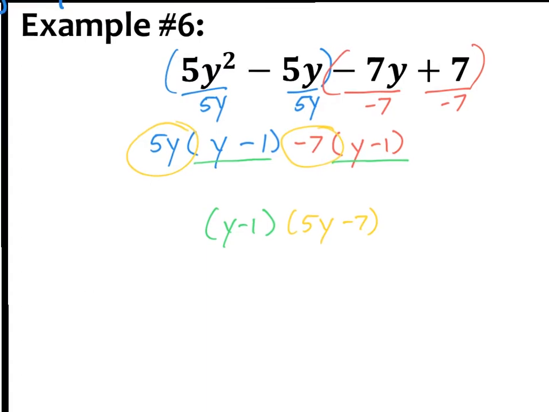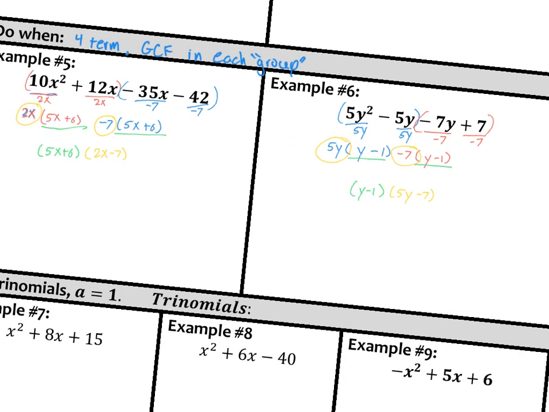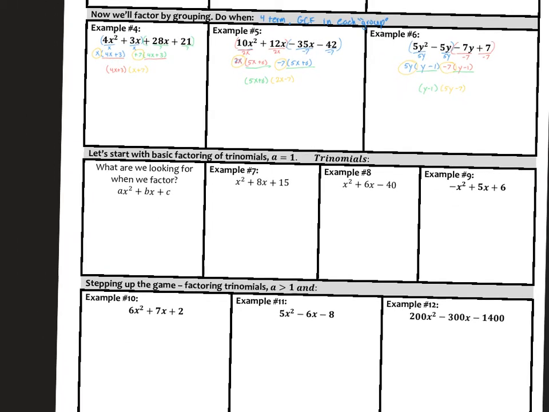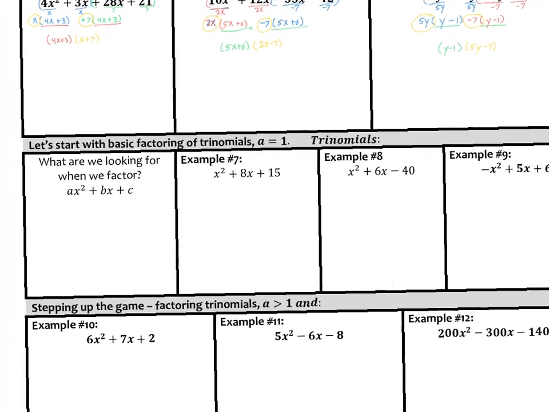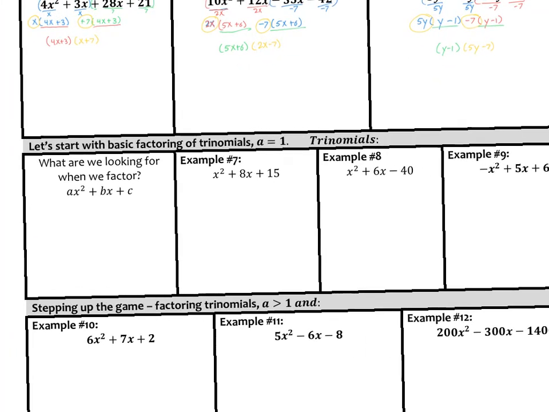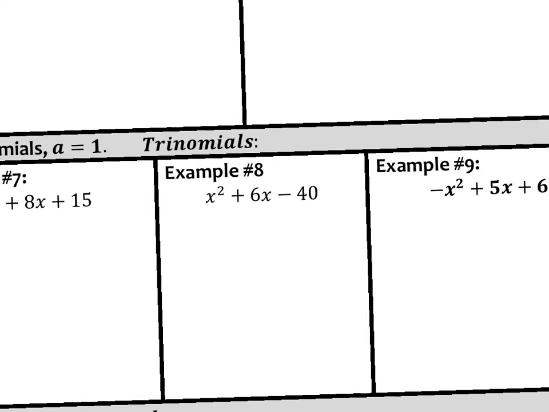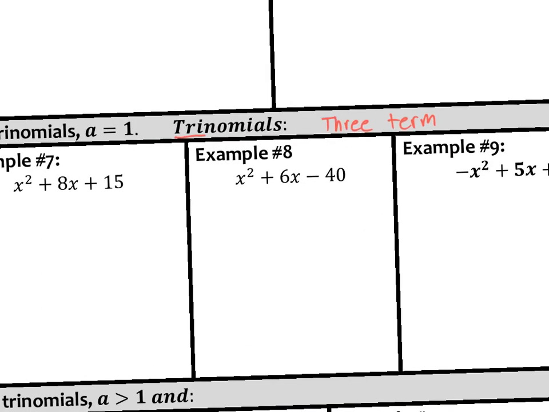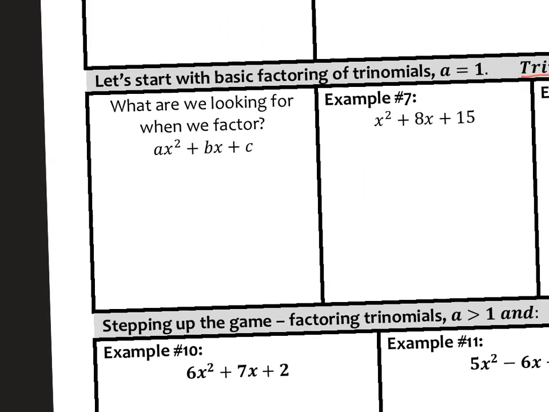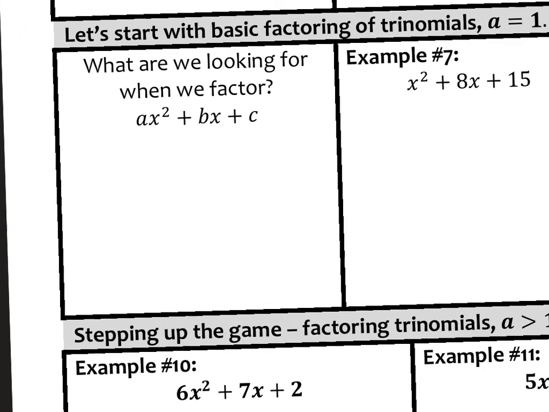Let's move on down below to examples, when we're going to start doing some basic factoring with trinomials of a equals 1, okay? Trinomials, remember, just means that we have three terms. Tri means 3. I was thinking 1 because we have A equals 1 on these. Okay, so I'm going to go ahead and start. Well, let's talk about what we're looking for real quick.